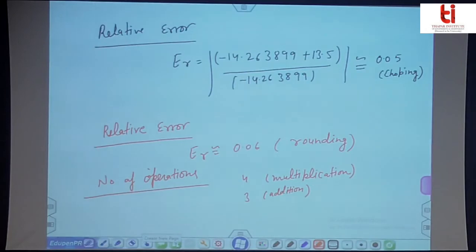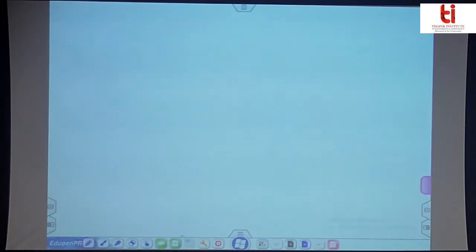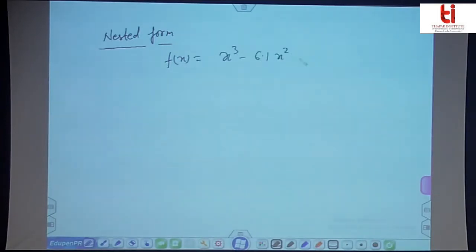Now let's apply nested form. Nested form of the polynomial. What do you mean by nested form? To rearrange the function in such a way that the number of operations can be reduced. So the function given to you is x cube minus 6.1 x square plus 3.2x plus 1.5.